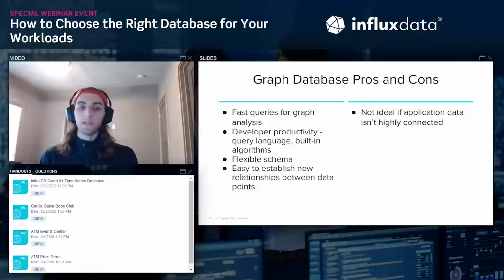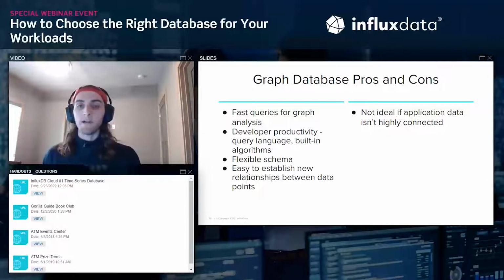You get a flexible schema like a normal NoSQL database. It's basically like a node. You can think of it kind of like an object. If it's a person object, you can add a name, you can add an age, you can add whatever kind of information you want. You can update that very easily. And another thing is that it also makes it easy to establish new relationships between the data points.